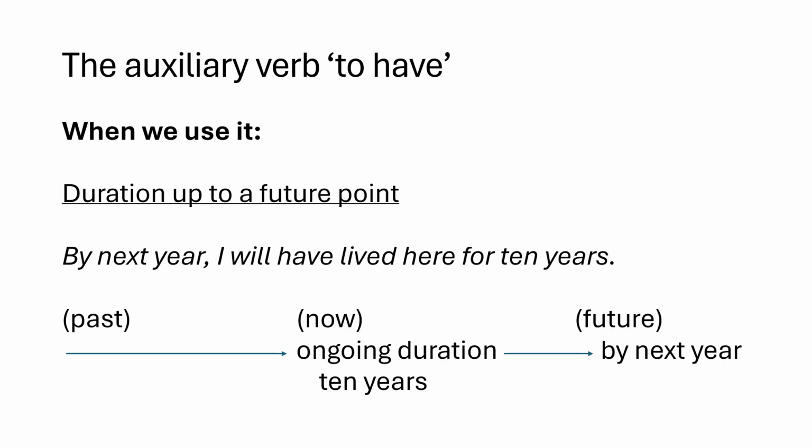We use the future perfect to show how long something will have continued up to a future time. For example, by next year, I will have lived here for 10 years. This timeline shows that from the past until the future point, by next year, the speaker will have lived in that place the ongoing duration of 10 years.